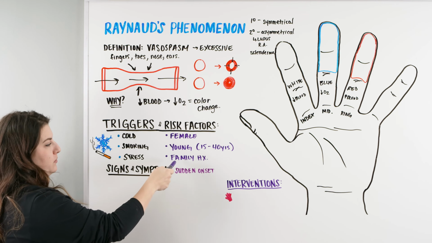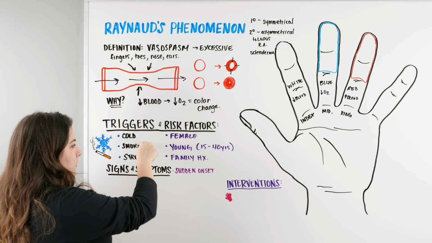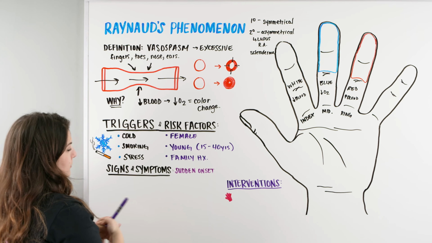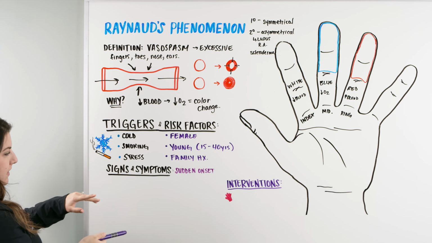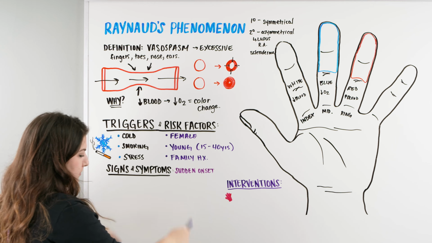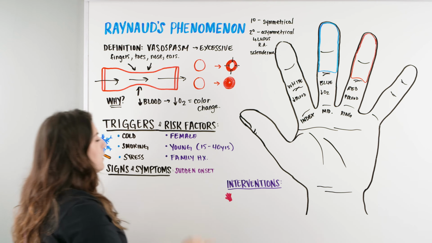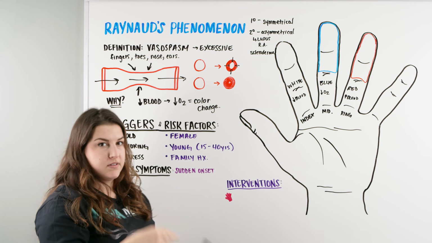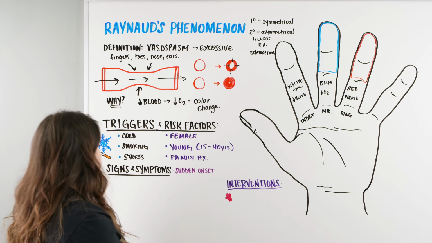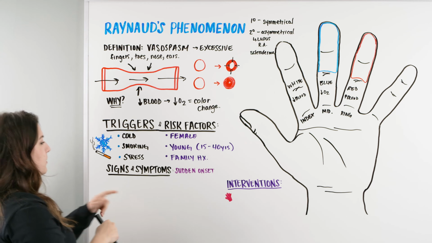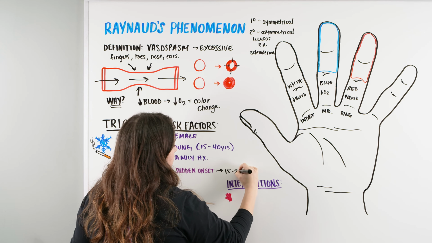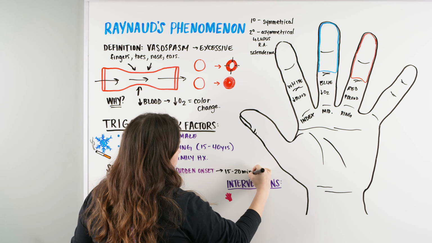So if you're a young female with a family history that is going out in the cold to smoke a cigarette and is under a lot of stress, you might have a flare-up of your Raynaud's. With that being said, let's talk about these signs and symptoms that can occur with Raynaud's. First, I just want you to realize it's a sudden onset. Again, this happens, they have a trigger, and it's going to happen pretty quickly. When they do have the sudden onset, this whole experience can last 15 to 20 minutes.